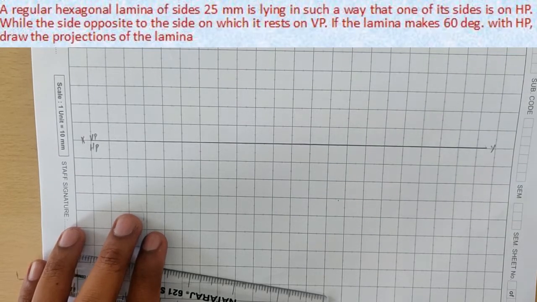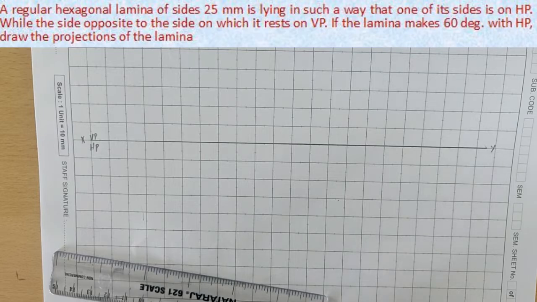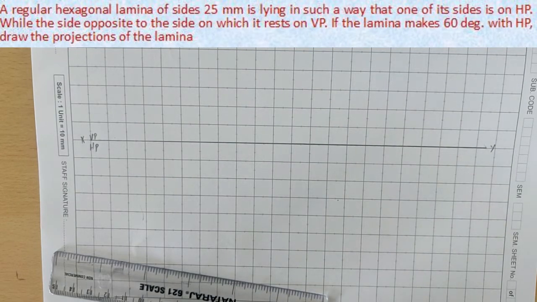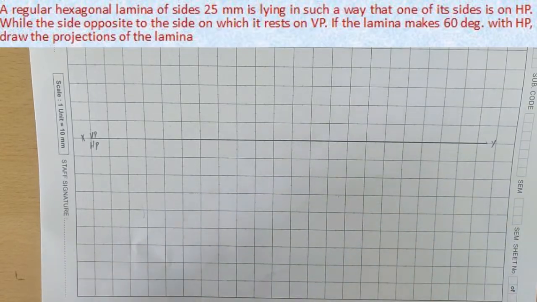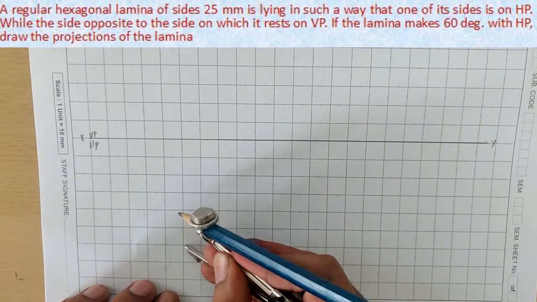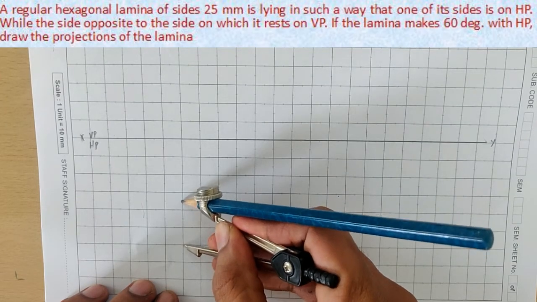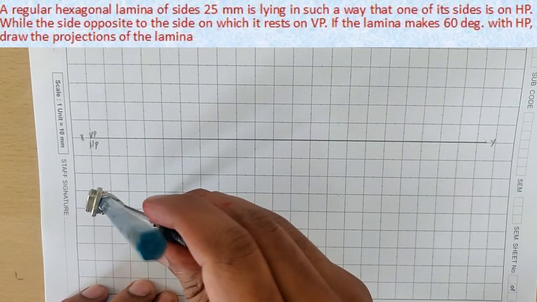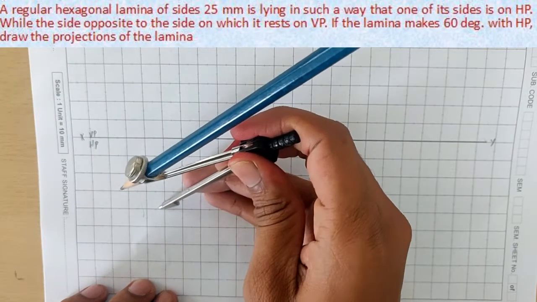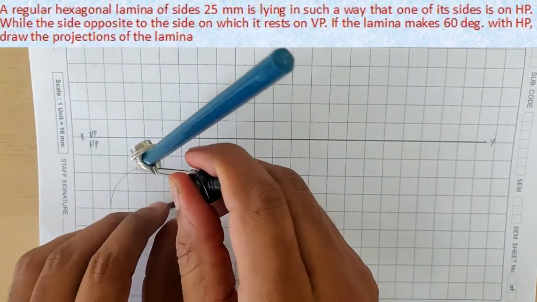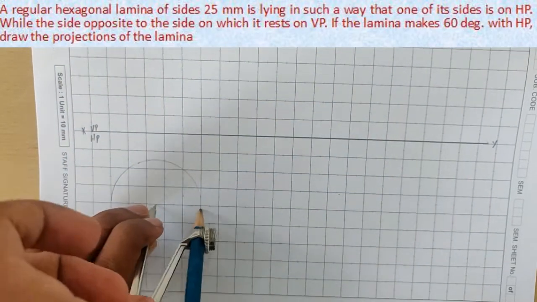So let me draw a hexagon here. There are many methods to draw a hexagon, and I use the pencil compass method, that means the circle method. What is the length of the side given here? They have given you a 25 mm side. So I'll take 25 mm as the side, 25 as the radius, and draw a circle. It should be a very thin circle.